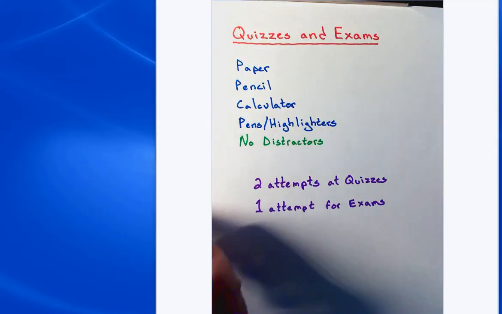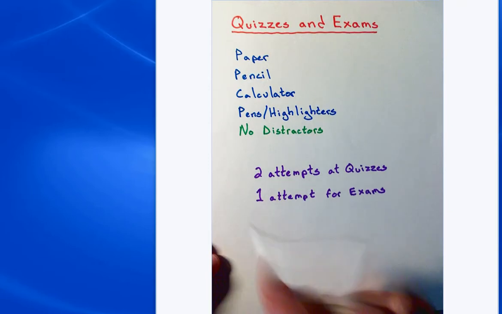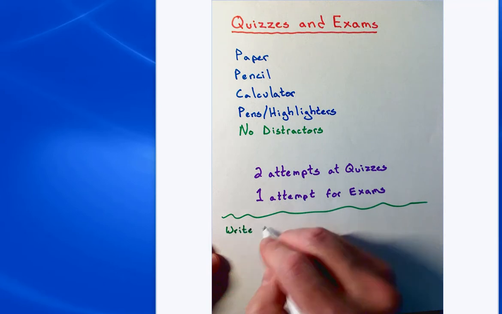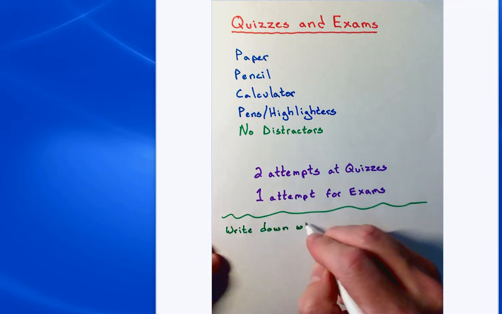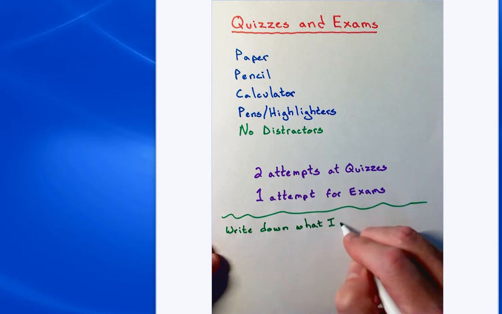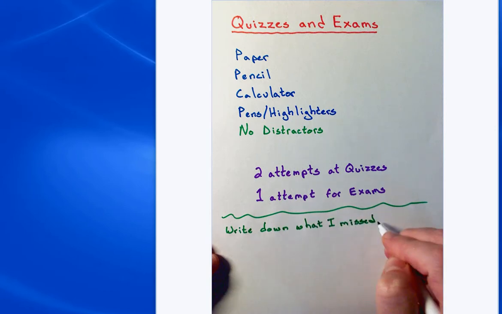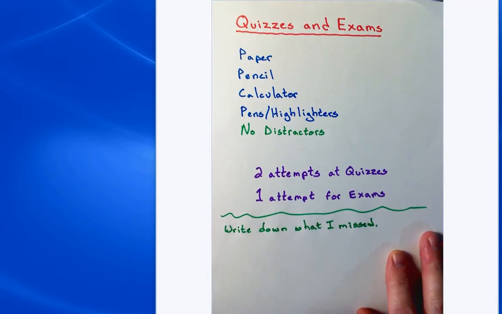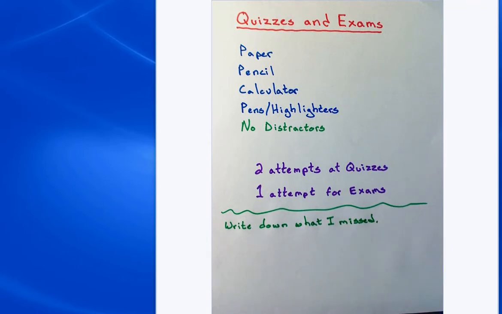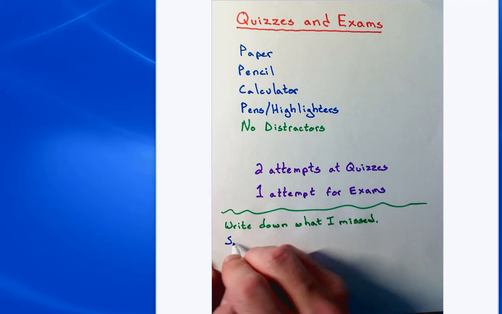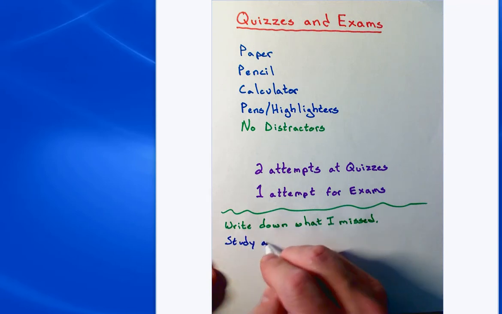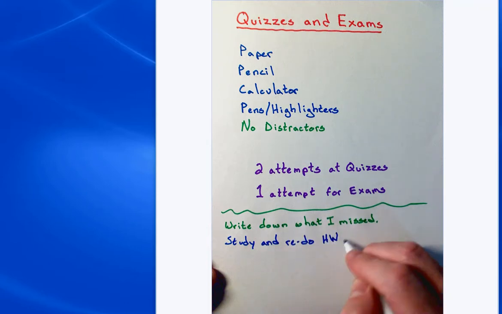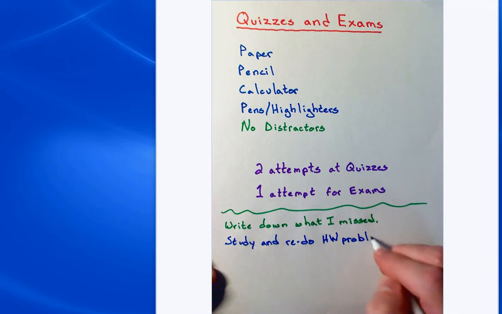So, what I'm going to do, I'm going to write down what I missed. It's specific content, okay? I'm going to write that down. So, what did I miss on that? And then I'm going to study and redo homework problems to make sure that I'm ready for those.